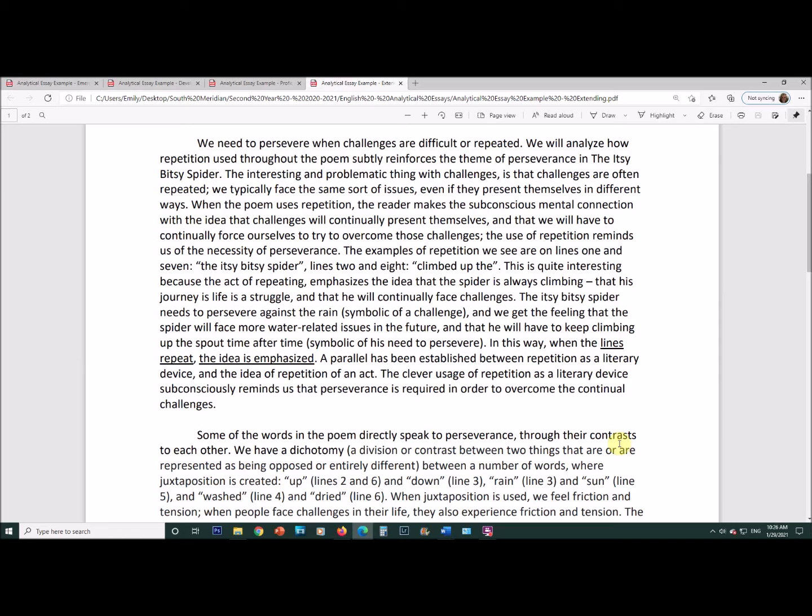The Itsy Bitsy Spider needs to persevere against the rain, symbolic of a challenge, and we get the feeling that the spider will face more water-related issues in the future, and that he will have to keep climbing up the spout time after time, symbolic of his need to persevere. In this way, when the lines repeat, the idea is emphasized. A parallel has been established between repetition as a literary device and the idea of repetition as an act. The clever usage of repetition as a literary device subconsciously reminds us that perseverance is required in order to overcome the continual challenges.